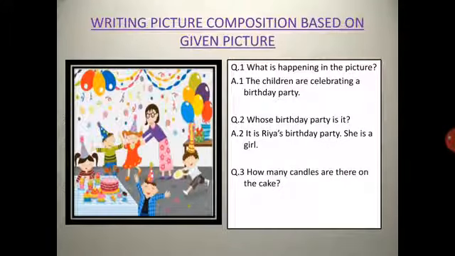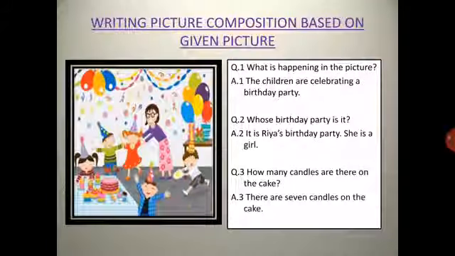Now question number 3. How many candles are there on the cake? Now on the table, one cake is there. On the cake, how many candles are there? You have to count them and you have to write the answer. So the answer is, there are 7 candles on the cake.